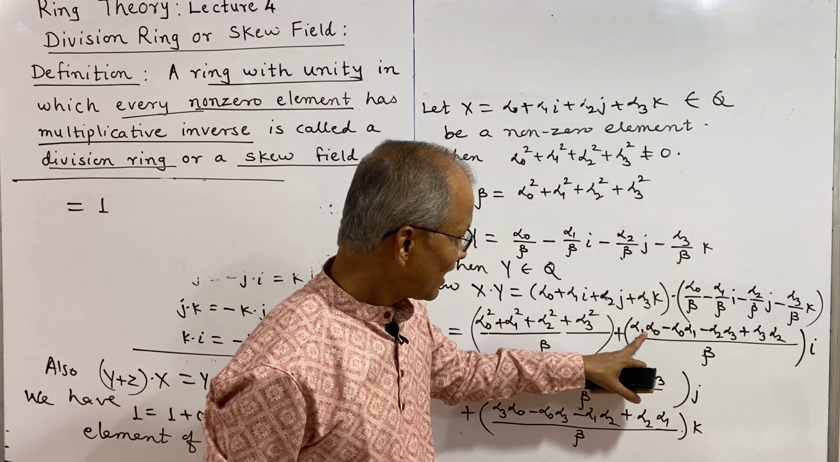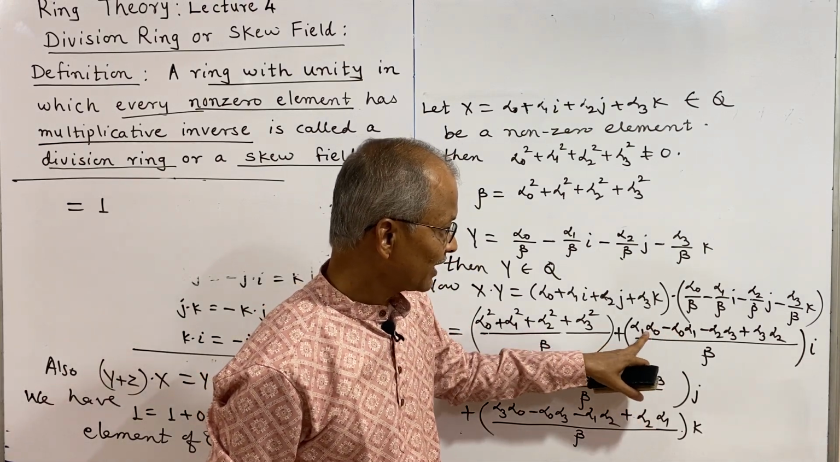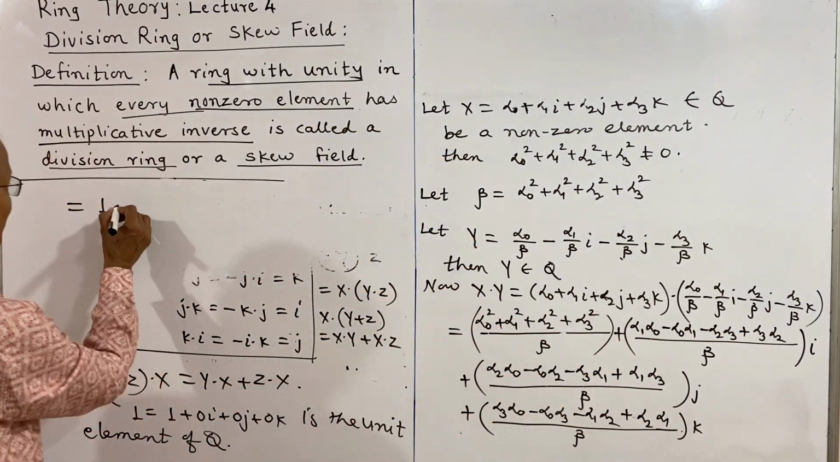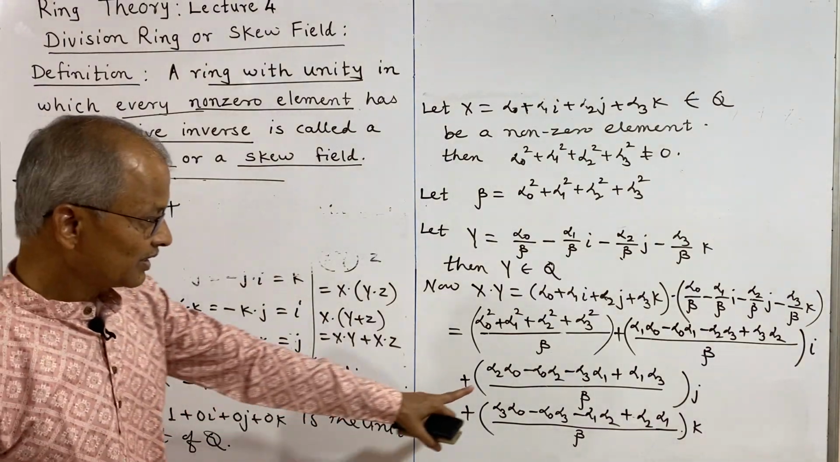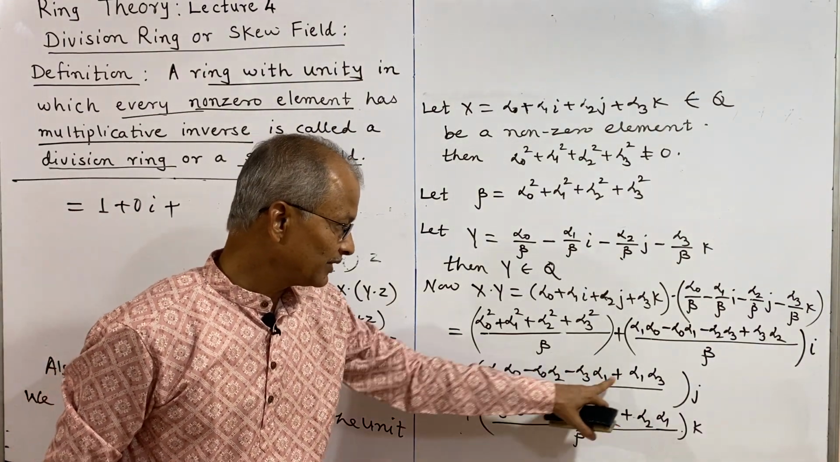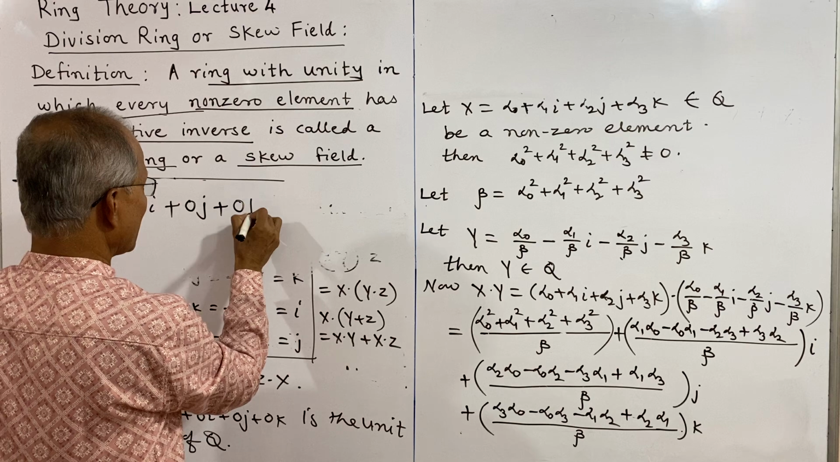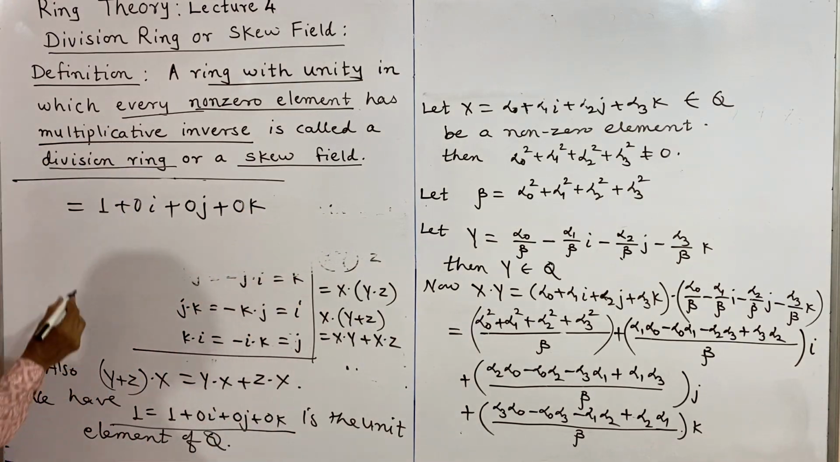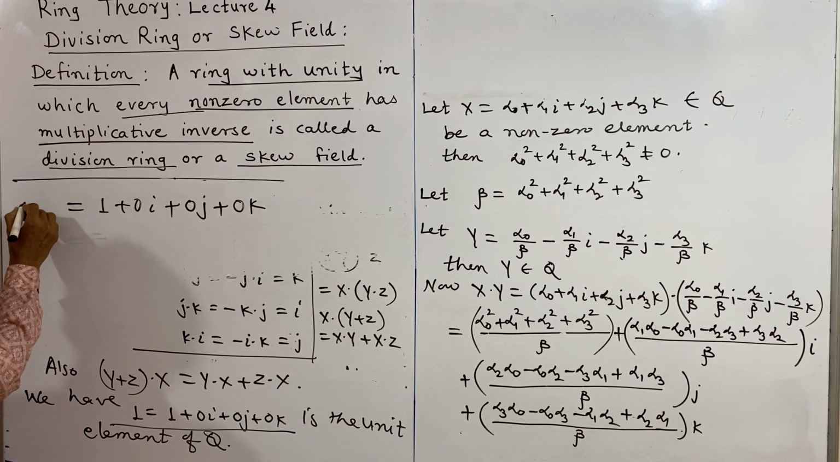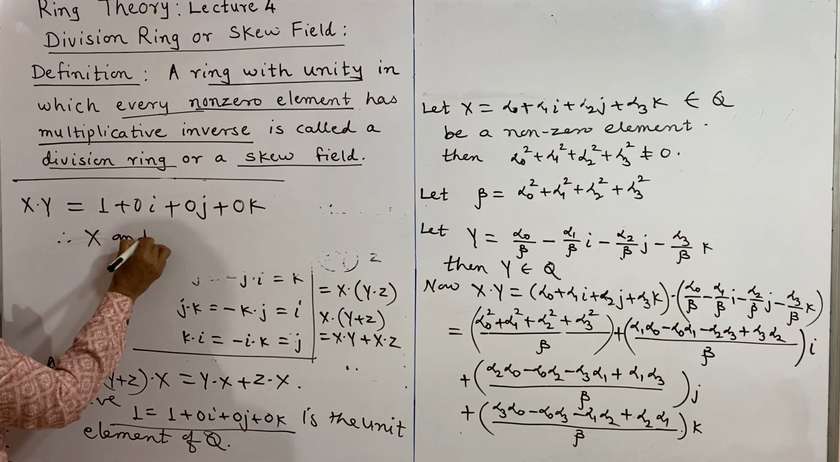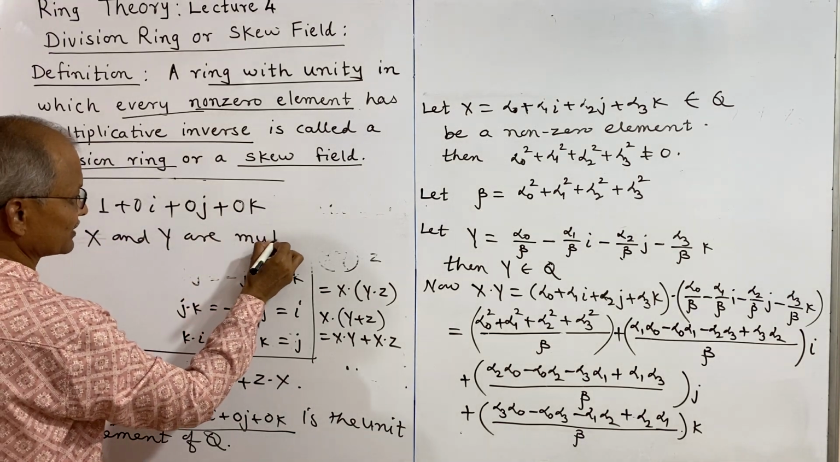And what about the remaining? Alpha 1 alpha naught, these are negative of each other, cancel, and these are also negative of each other, cancel, means it's 0. 0 divided by beta is 0, plus 0 into i. Similarly you see this is 0. These are negative of each other, 0 j, and this is also 0 k. And what is this? This is unit element. This is equal to 1, unit element, and thus x into y is unit element, and therefore y is the multiplicative inverse of x. Therefore x and y are multiplicative inverses.